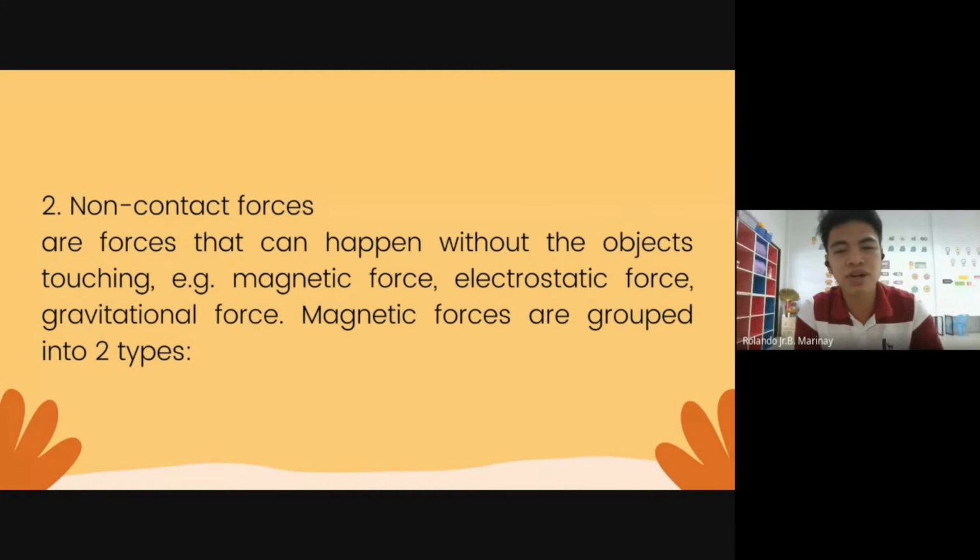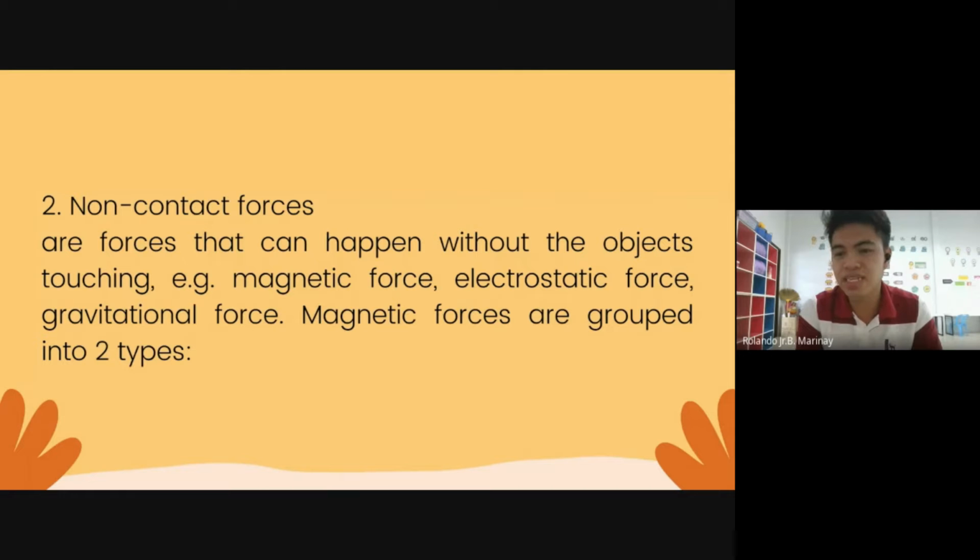For example, the magnetic force, the magnets. They don't have to touch each other to produce force. It's called magnetic force. The next ones are the electrostatic force and the gravitational force. We will learn more about that later. But I'm going to give you some background about gravitational force.